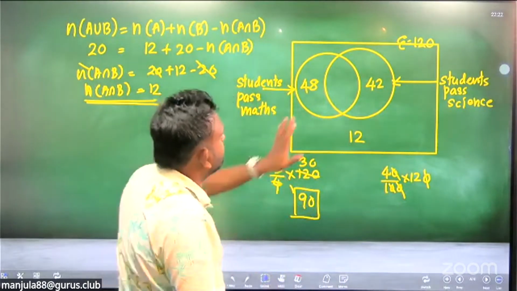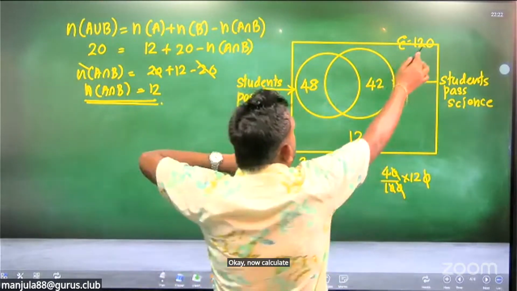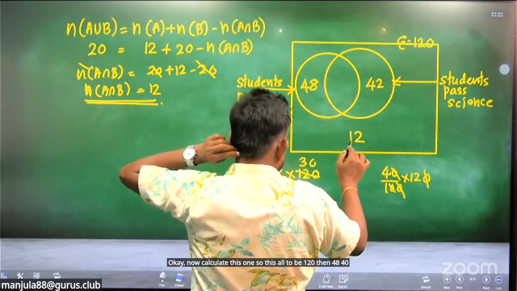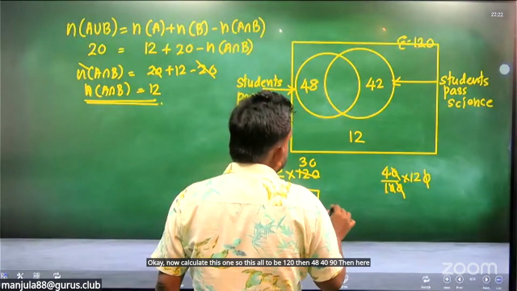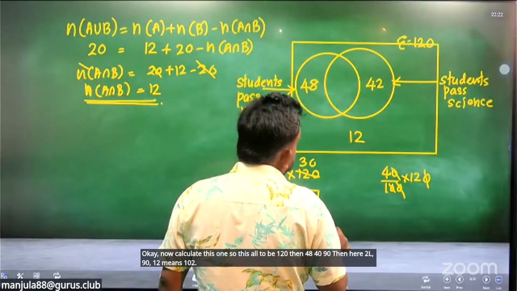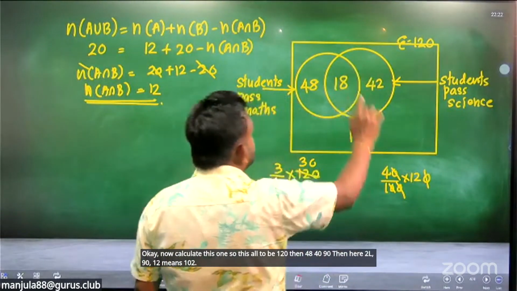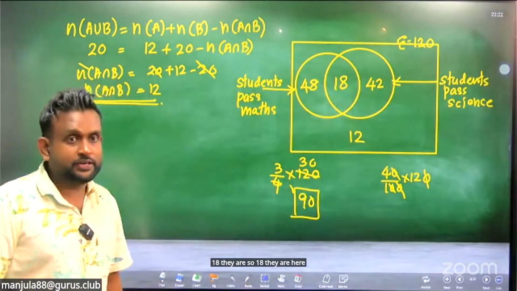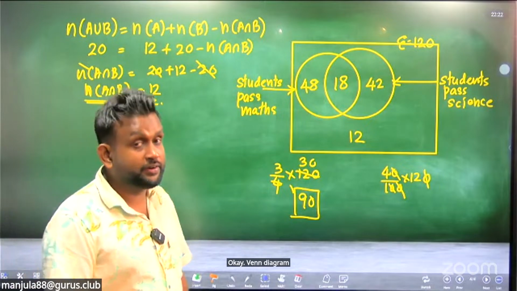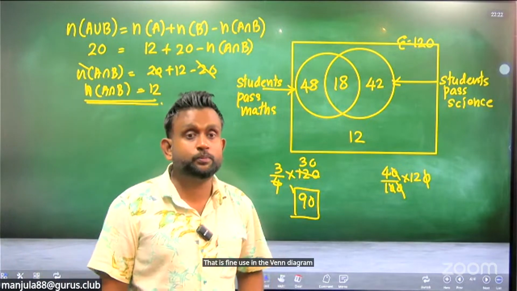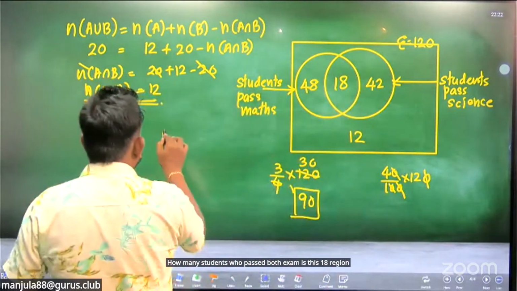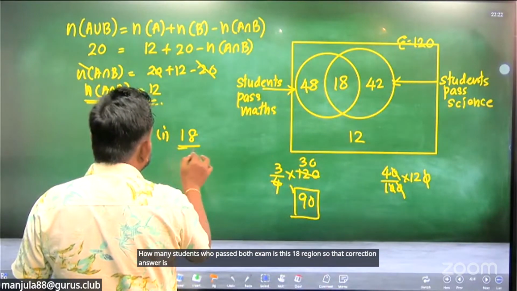Now calculate this one. All of this must be 120, so 48, 42 is 90, plus 12 makes 102, so 18 remains here. That is the Venn diagram. Using the Venn diagram, how many students pass both exams? Both exams is this 18 region. So the answer is 18, both science and maths.